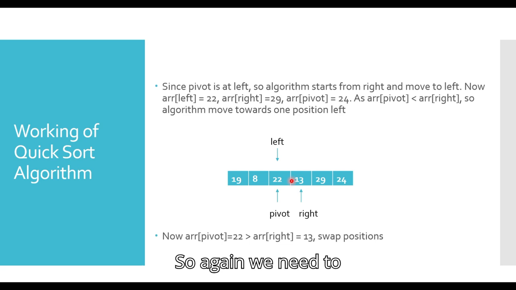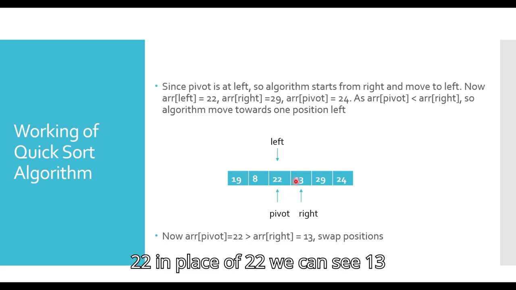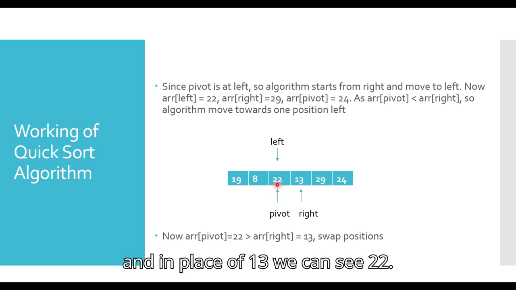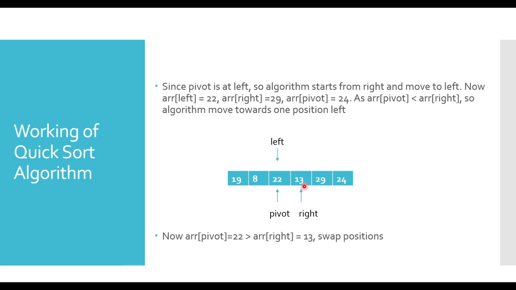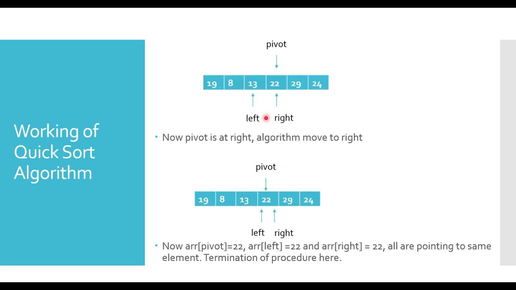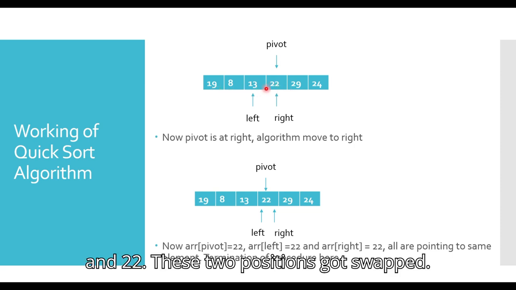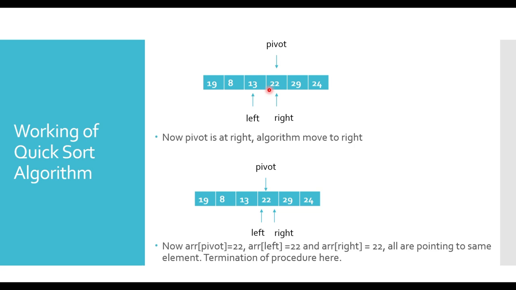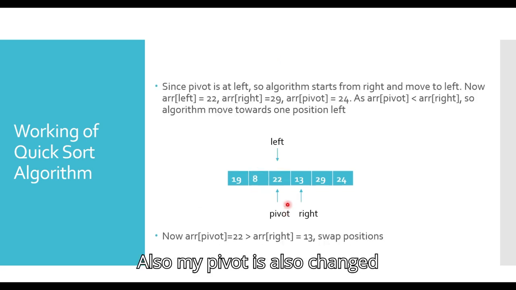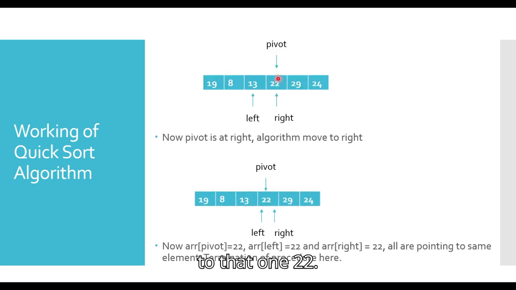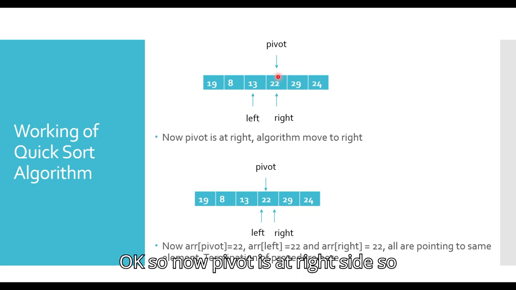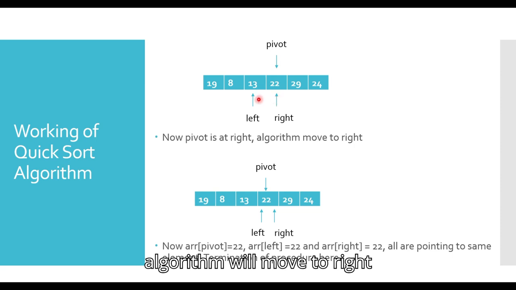So again we need to swap the positions, so in place of 22 we can see 13, and in place of 13 we can see 22. Like this we can see 19, 8, 13 and 22, these two positions got swapped. Also my pivot has changed to that one, 22. Now the pivot is at the right side, so the algorithm will move to the right.